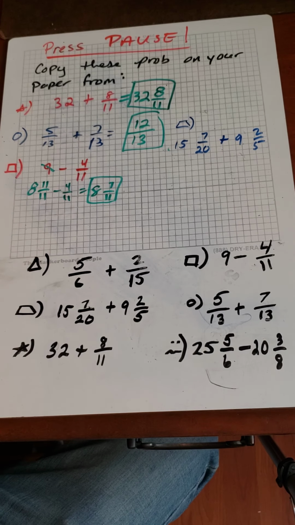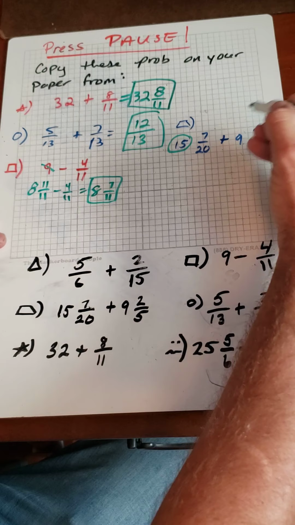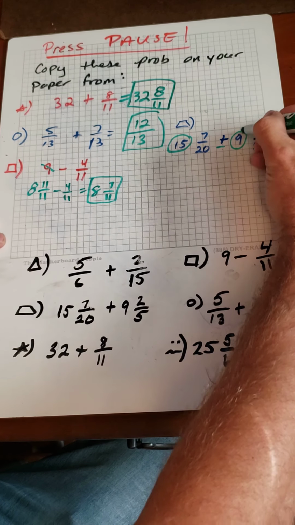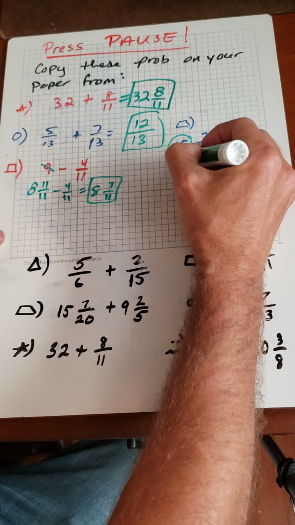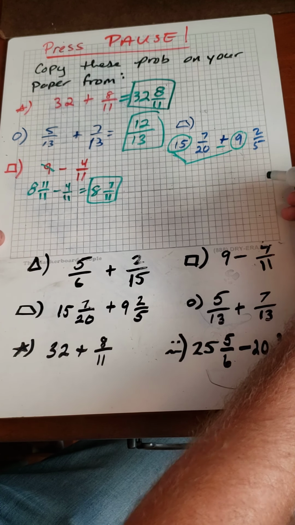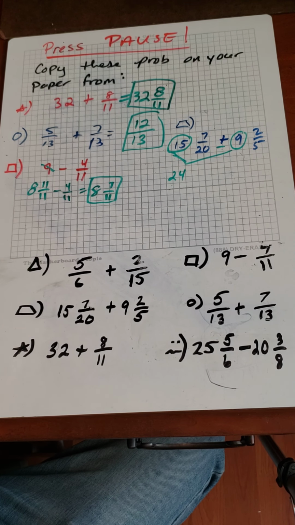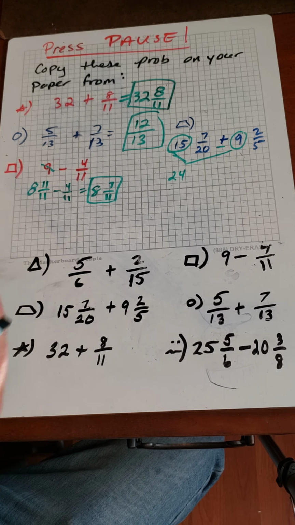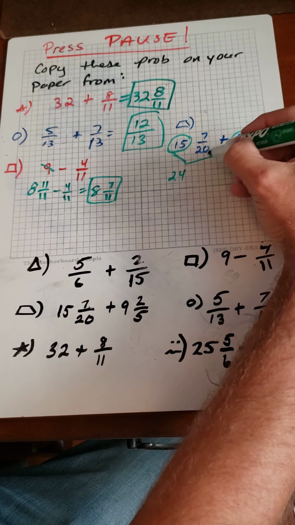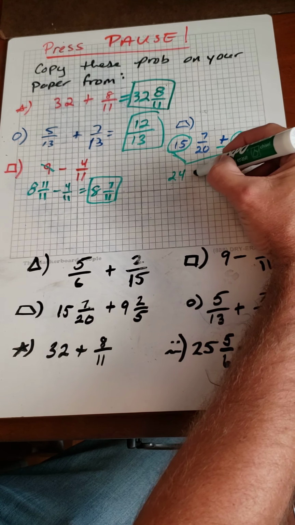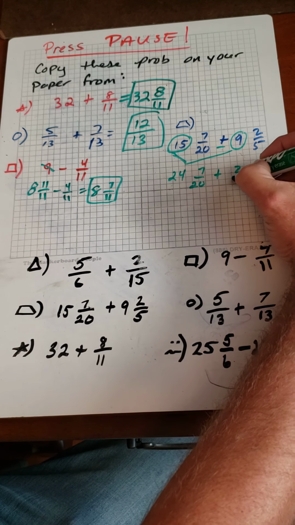What I have here is 15 plus 9. And 15 plus 9 I can do. I'm super good at my addition skills. 15 plus 9 is 24. So I have 24 wholes every time. That's what I have. Now what I haven't done yet is the 7/20ths and the 2/5. So I still have to do that 7/20ths plus 2/5.